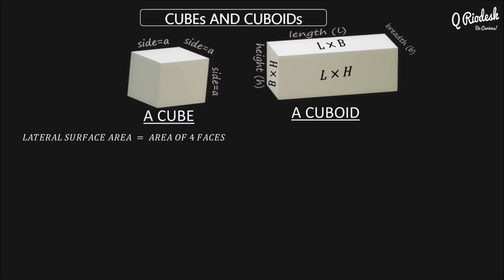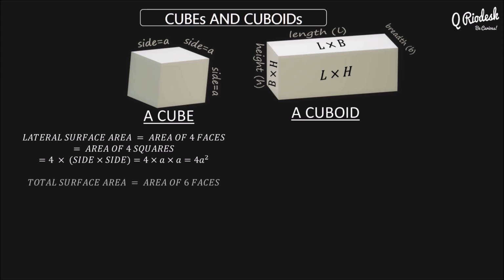So lateral surface area for a cube would be simply the area of 4 square side faces. But since it's a square, it doesn't matter. So we will just calculate the area of 4 square faces. That would be 4 times the area of a square, which is side multiplied by side. So that equals 4 times a multiplied by a, which is 4a squared.